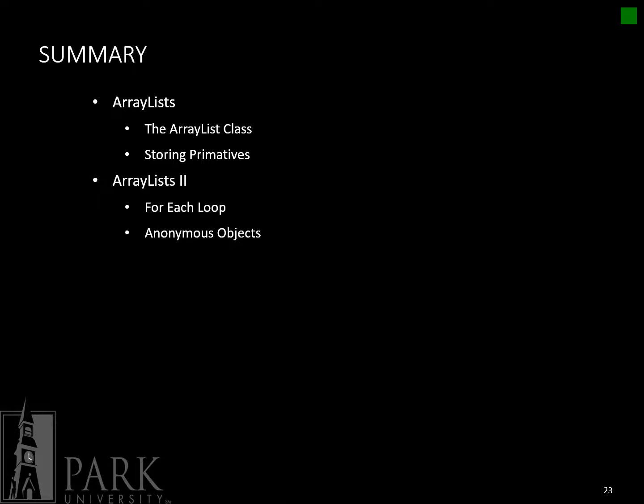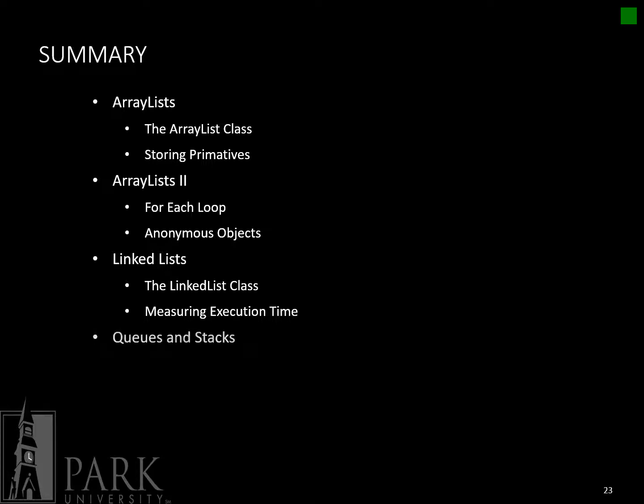All right, so to summarize, we talked about ArrayList and the ArrayList class and how to use it to store data. And we also talked about storing primitives. We also looked at how to perform for each loops using ArrayList and also how to use anonymous objects. Then we moved on to linked lists, and we looked at the difference between linked lists and arrays and ArrayLists, and we also looked at how to measure the execution time.